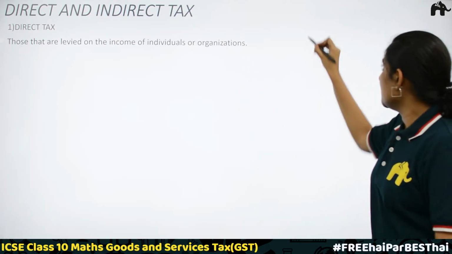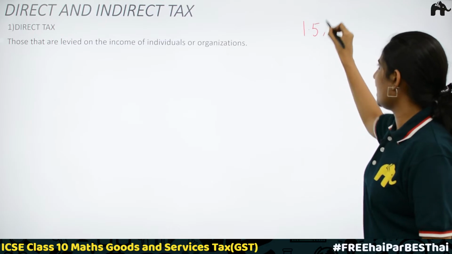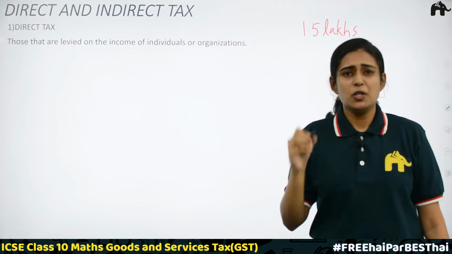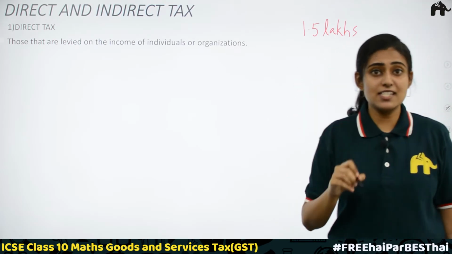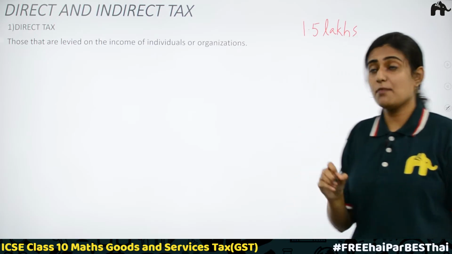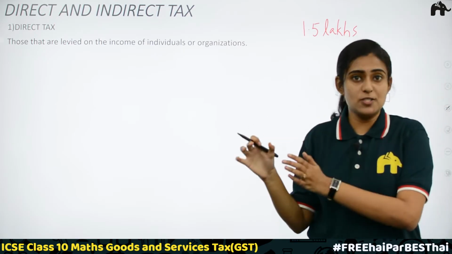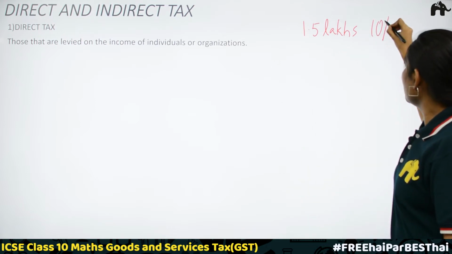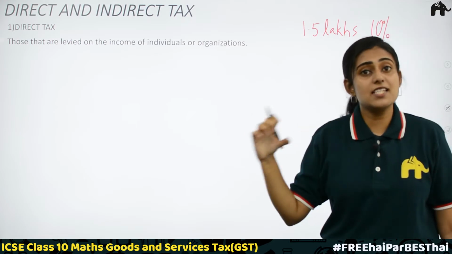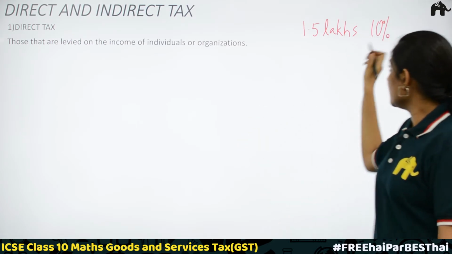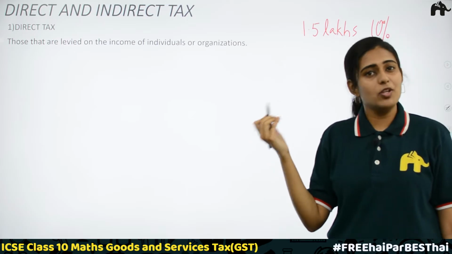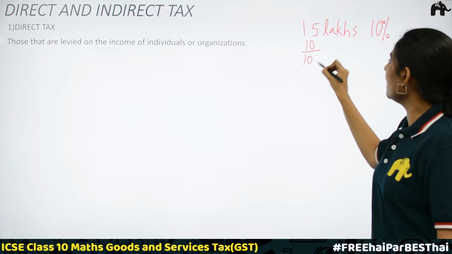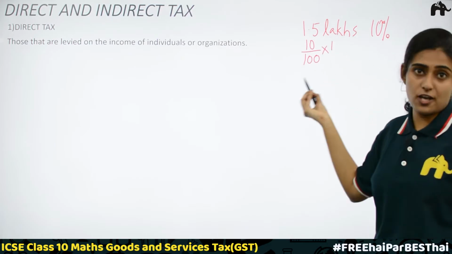For example, a person's salary is 1.5 lakhs. He is a rich guy. He is getting a salary of 1.5 lakhs per month. Do you think this 1.5 lakhs reaches his account every month? No, here what happens is some amount the government pulls and only the remaining amount reaches his account. Say for example, government takes 10% of his salary every month. What is 10% of 1.5 lakh? We know to do percentage calculations, right? 10 by 100 into 1.5 lakhs.